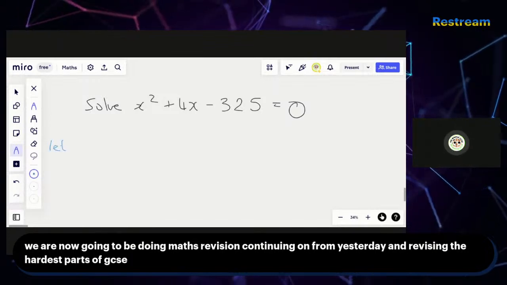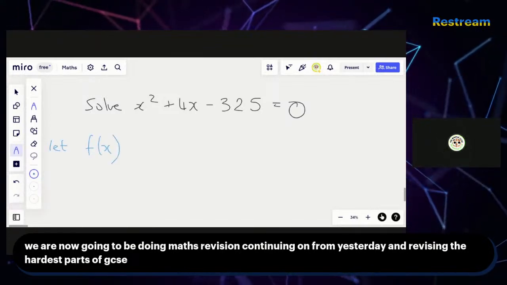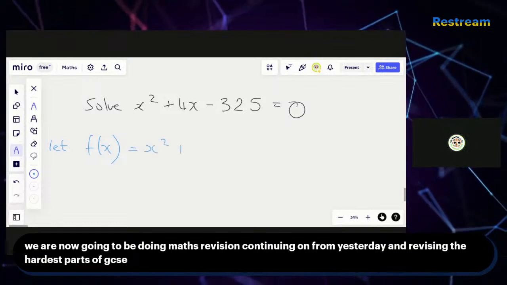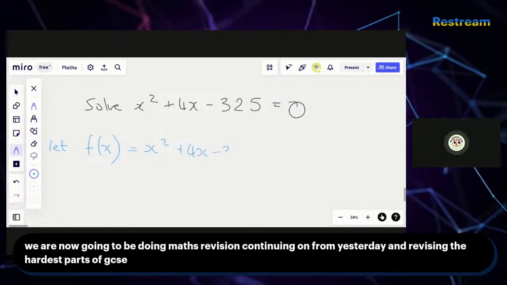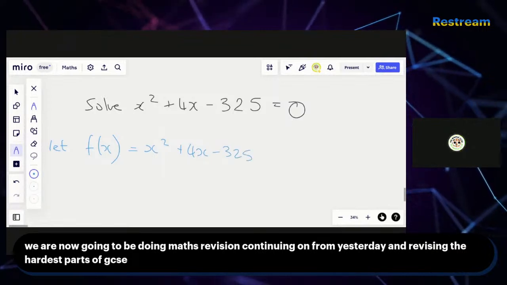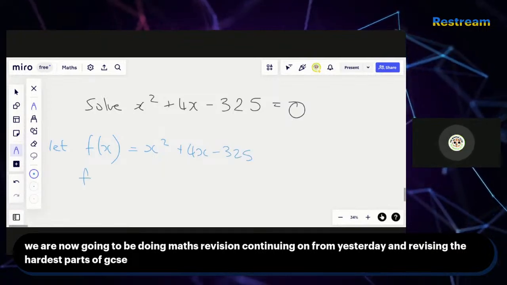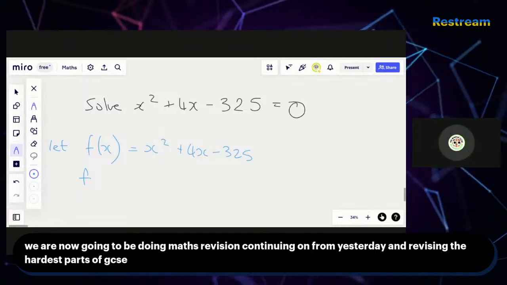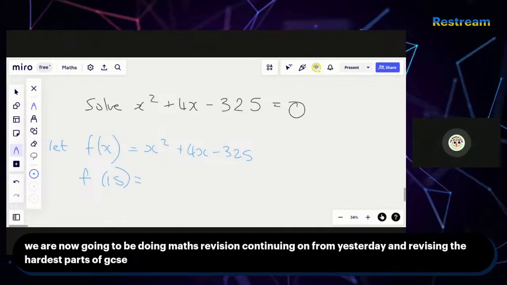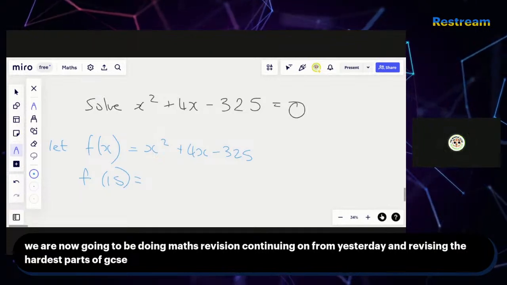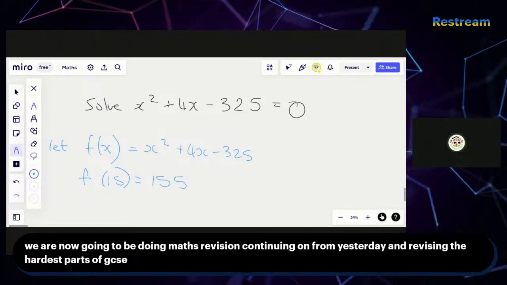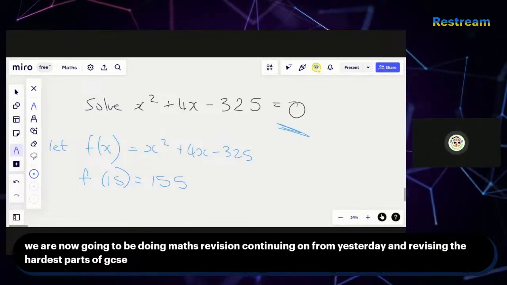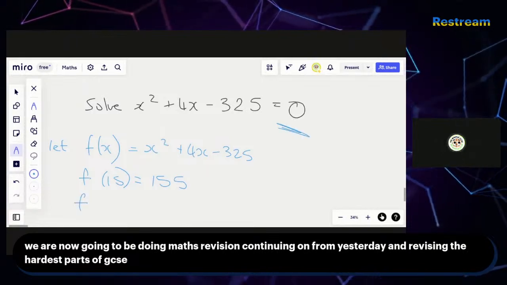So say let f of x equal x squared plus 4x minus 325. So now let's plug a random guess in. Let's say 15. So when we plug 15 in, we get 155. Now, this is way too big because it needs to be 0.